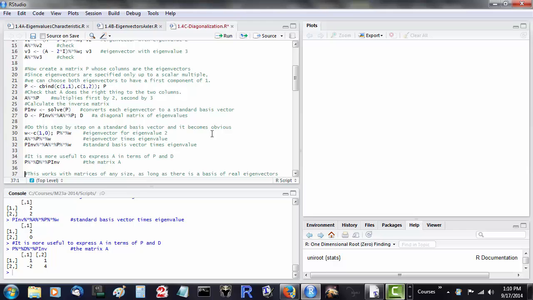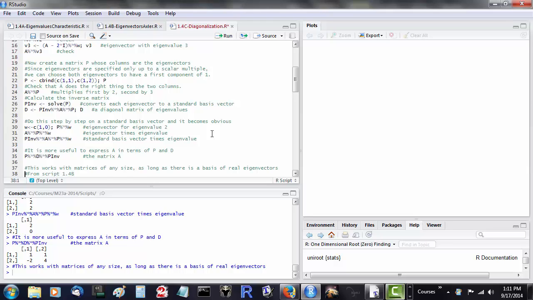This is normally referred to as diagonalizing the matrix, writing an arbitrary matrix as a product of 3 matrices, the last of which is the inverse of the first, and the middle one of which is diagonal. And the technique will work with matrices of any size as long as we find a basis of real eigenvectors.